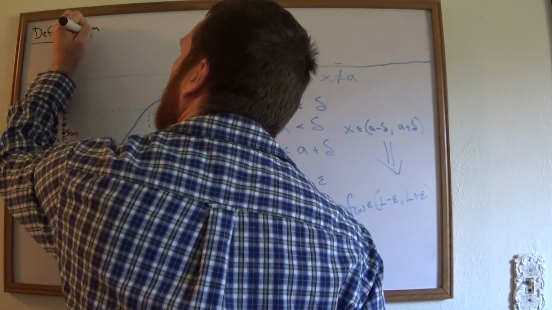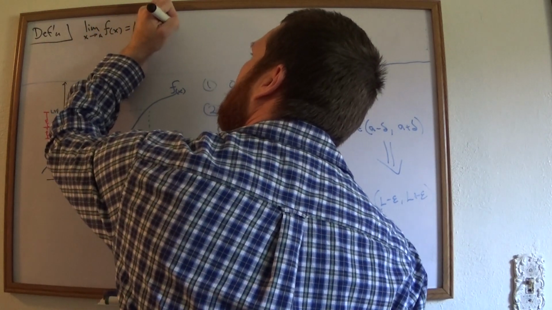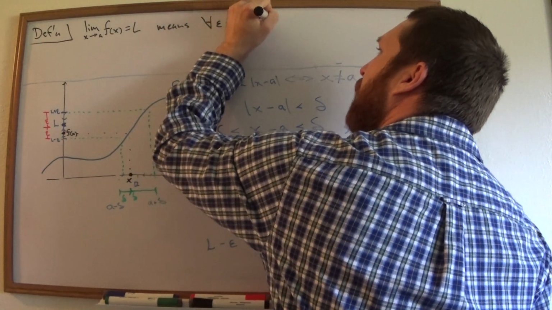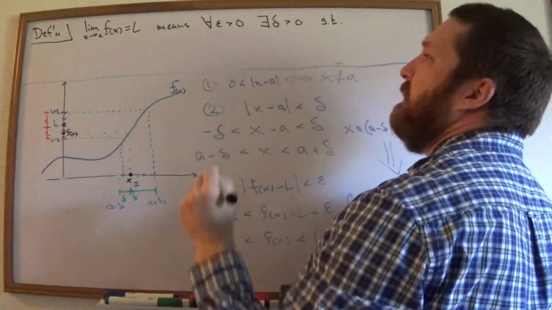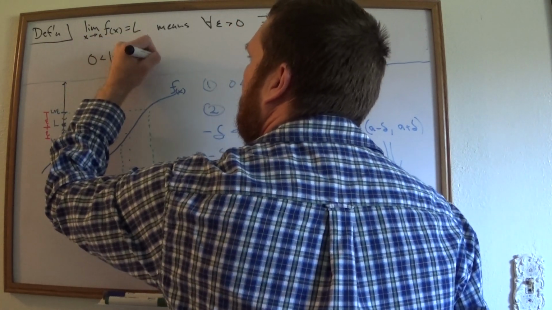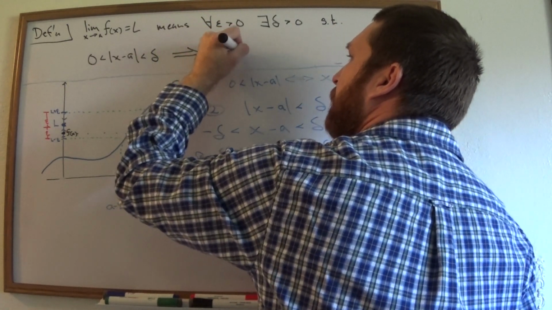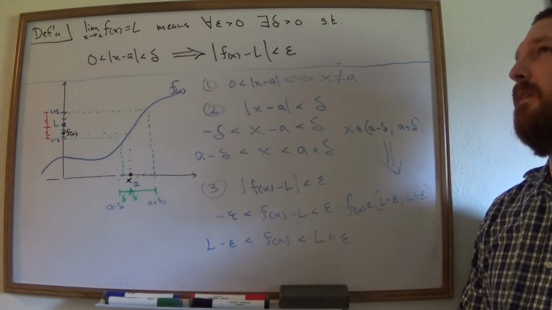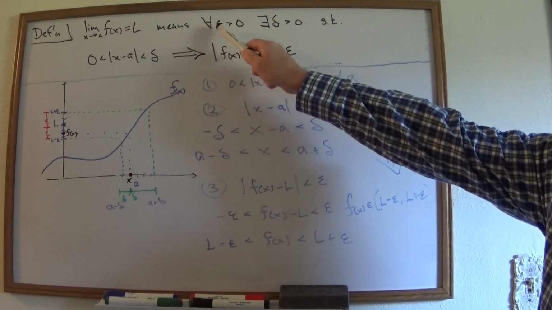That the limit as x goes to a of f of x equals L means: for all epsilon bigger than 0, there exists a delta also bigger than 0, such that... If you commit this to memory, your life will be much easier in the future. This is for all epsilon.